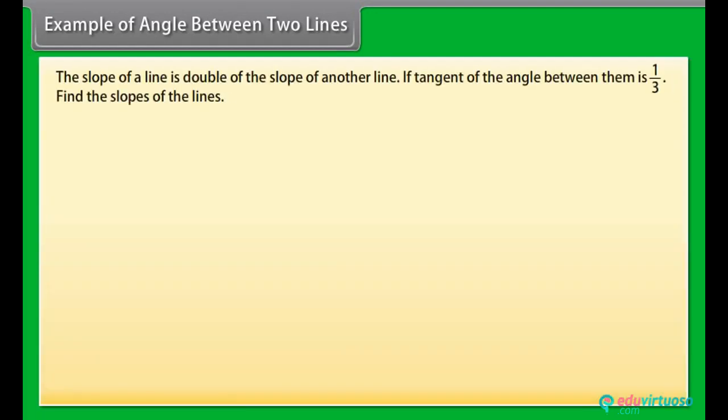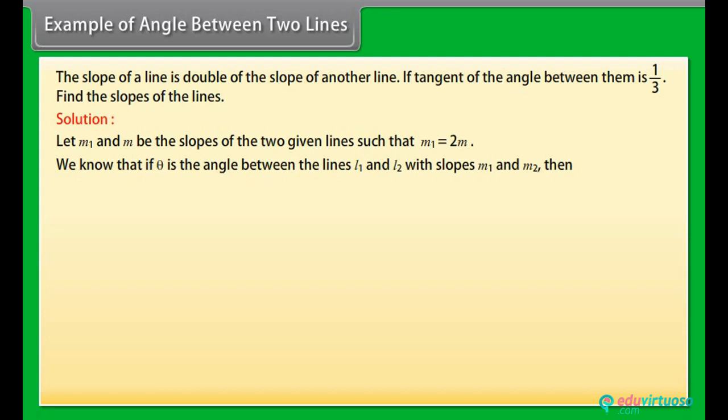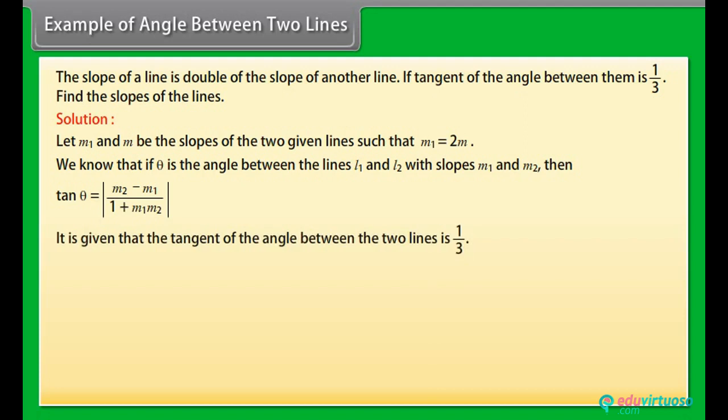Example of angle between two lines. The slope of a line is double the slope of another line. If the tangent of the angle between them is 1/3, find the slopes of the lines. Solution. Let m1 and m be the slopes of the two given lines such that m1 is equal to 2m. We know that if theta is the angle between the lines L1 and L2 with slopes m1 and m2, then tan theta is equal to modulus of (m2 minus m1) divided by (1 plus m1 m2). It is given that the tangent of the angle between the two lines is 1/3.